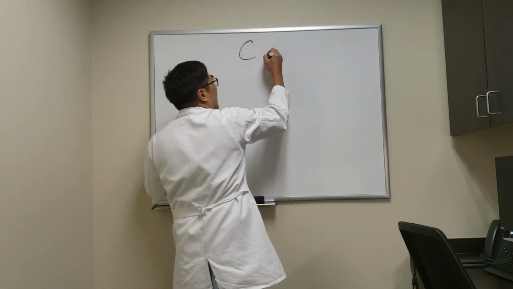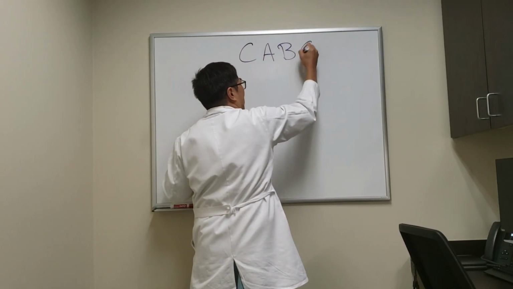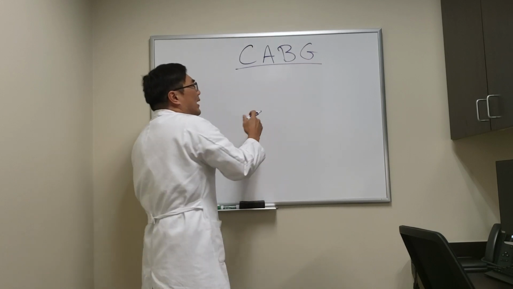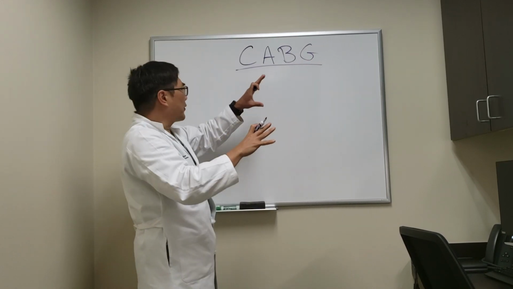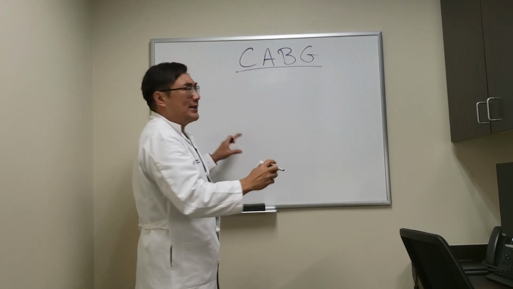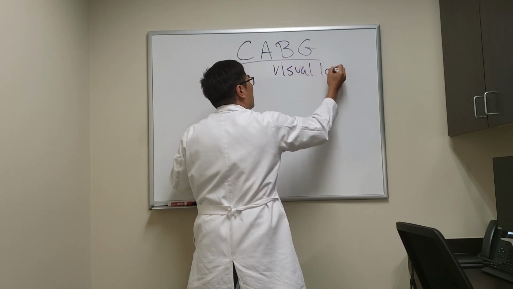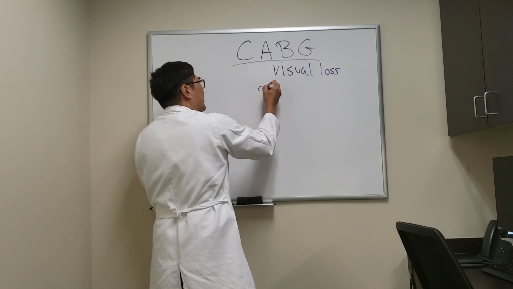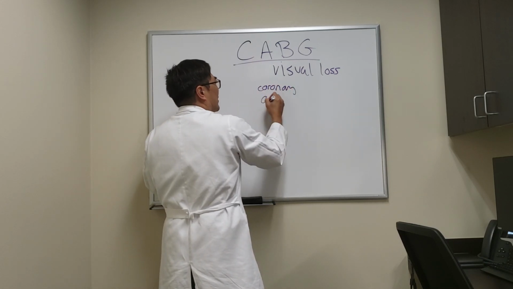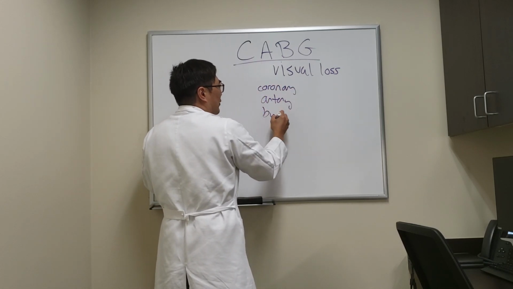So today we're going to be talking about a coronary artery bypass graft, and not all the information that you need, just the neuro-op pieces. So we're going to talk about visual loss from having a coronary artery bypass. And it is exactly what it says.